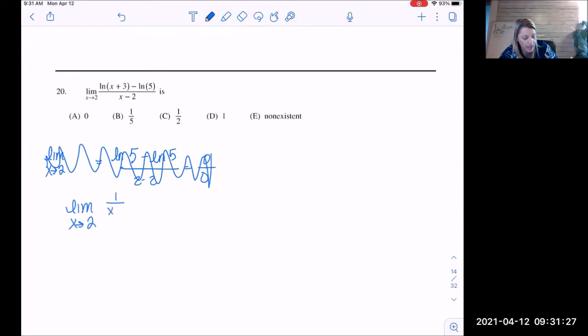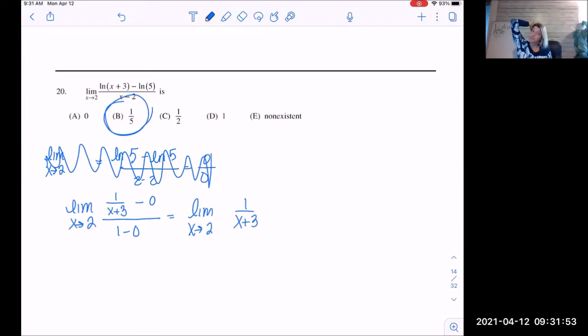So this is the limit as x approaches 2 of the derivative of natural log of x plus 3, which is 1 over x plus 3 times the derivative of the inside, which is 1, minus the natural log of 5, which is a constant, so the derivative of that is 0, over 1 minus 0. So this is the limit as x approaches 2 of just 1 over x plus 3. Direct substitution, 1/5.